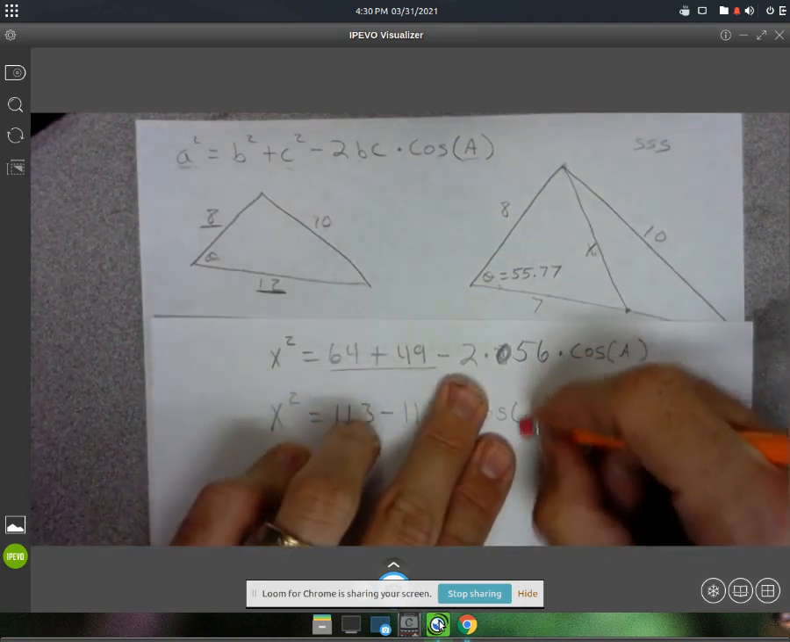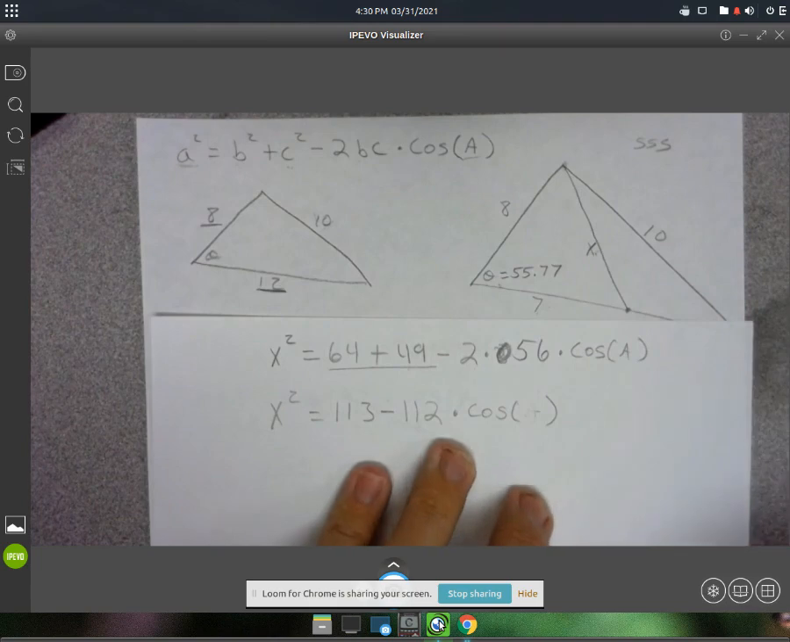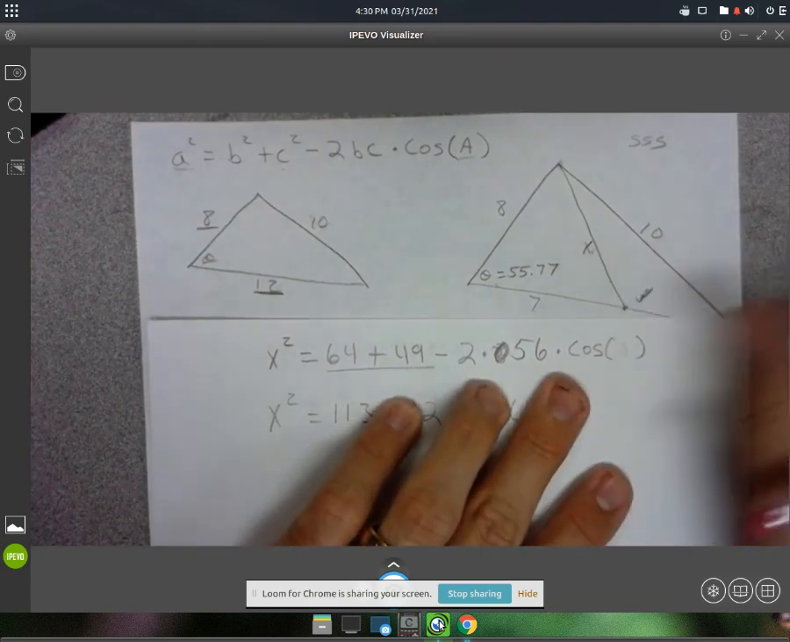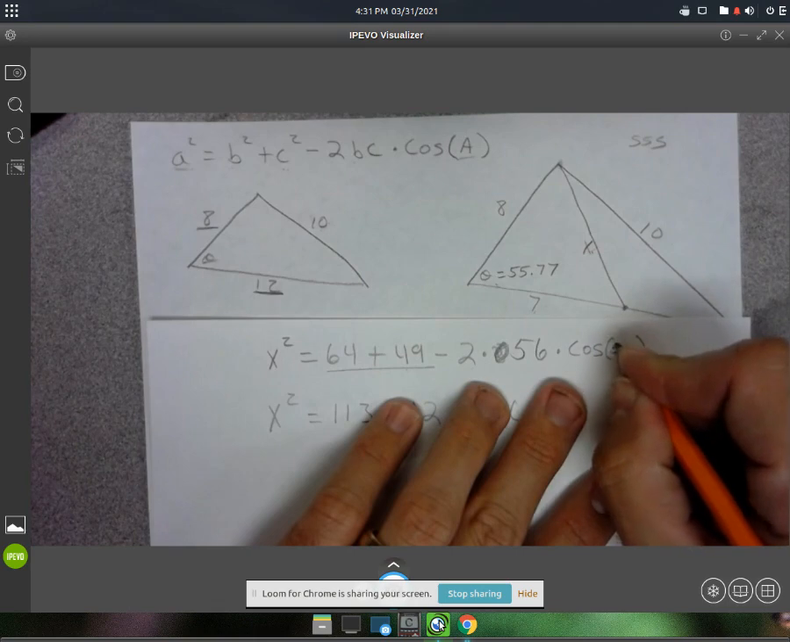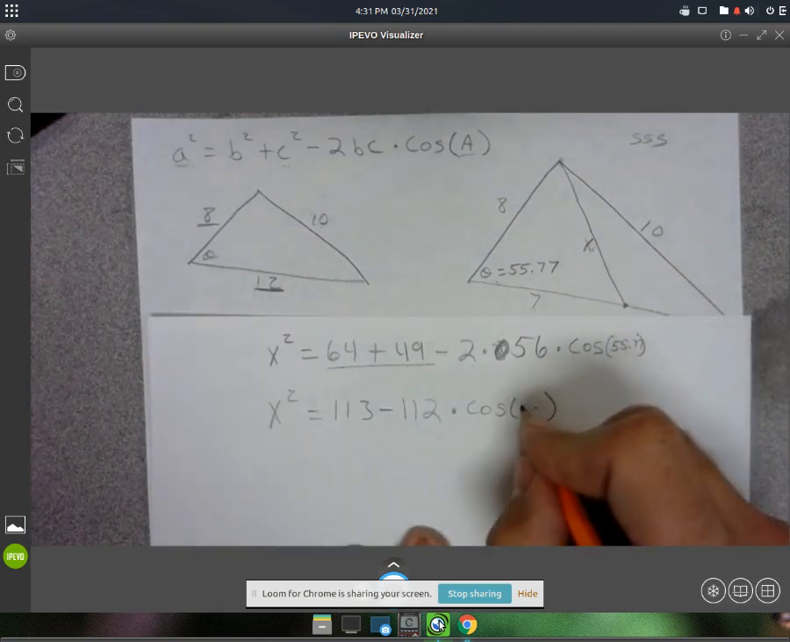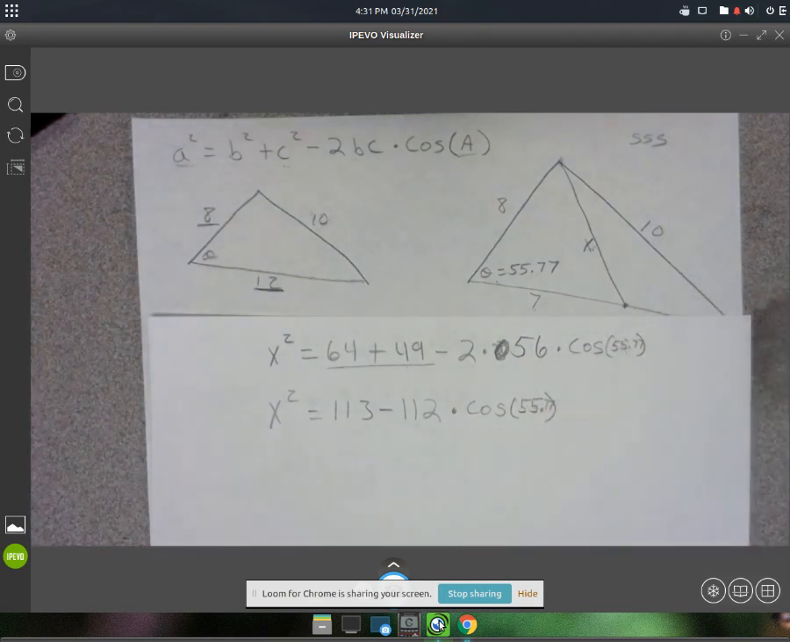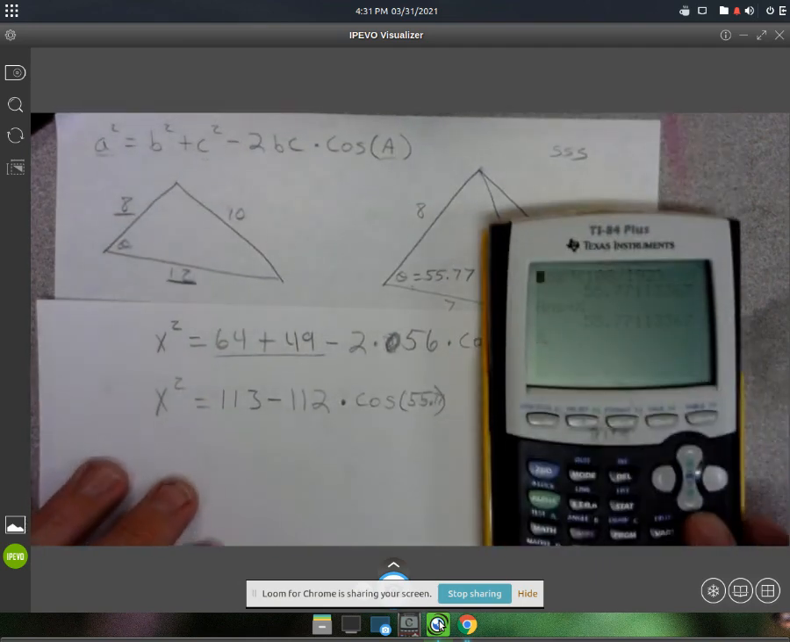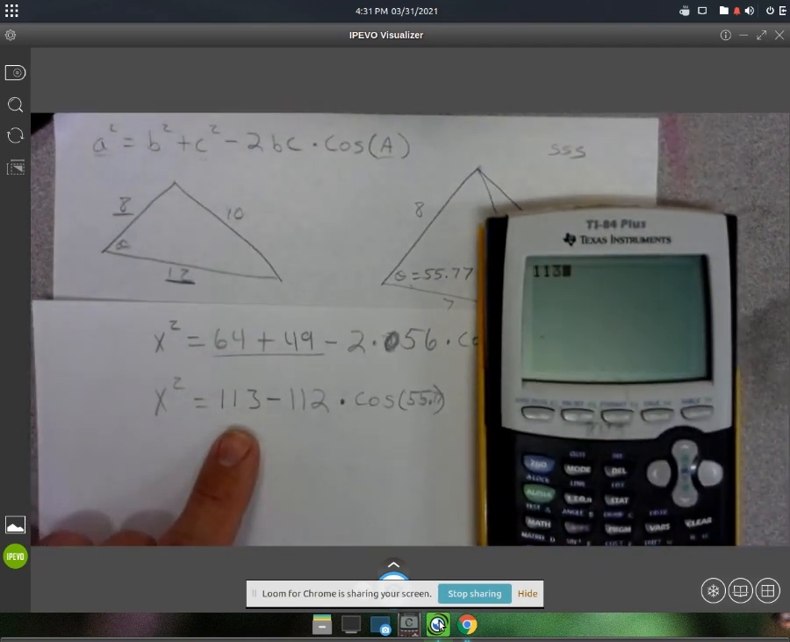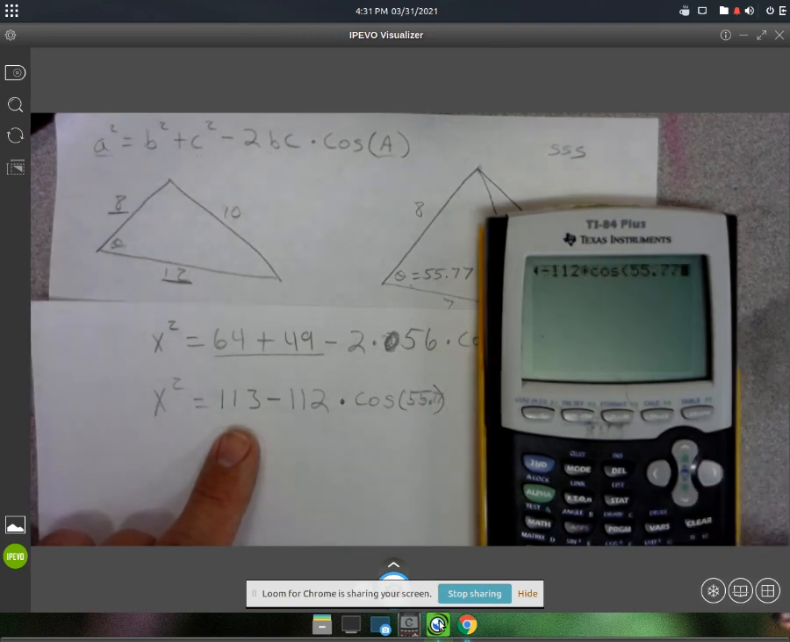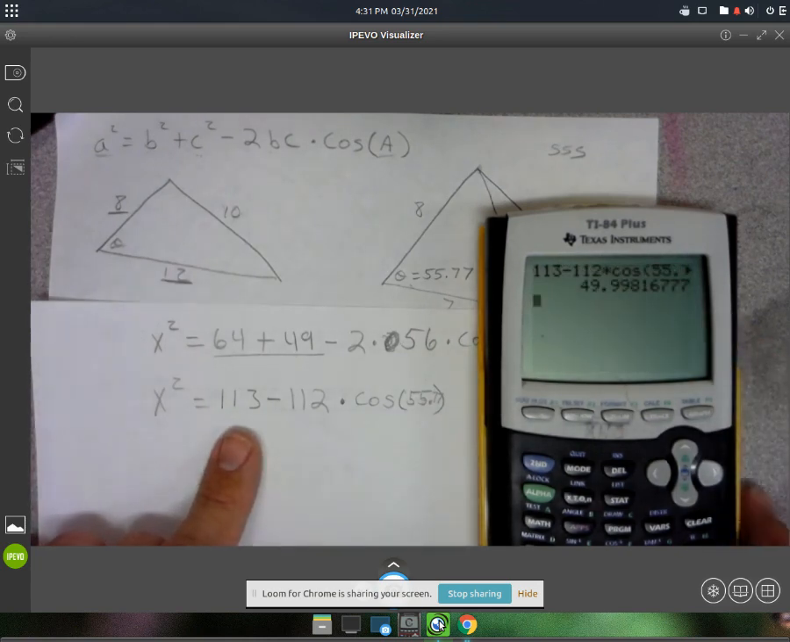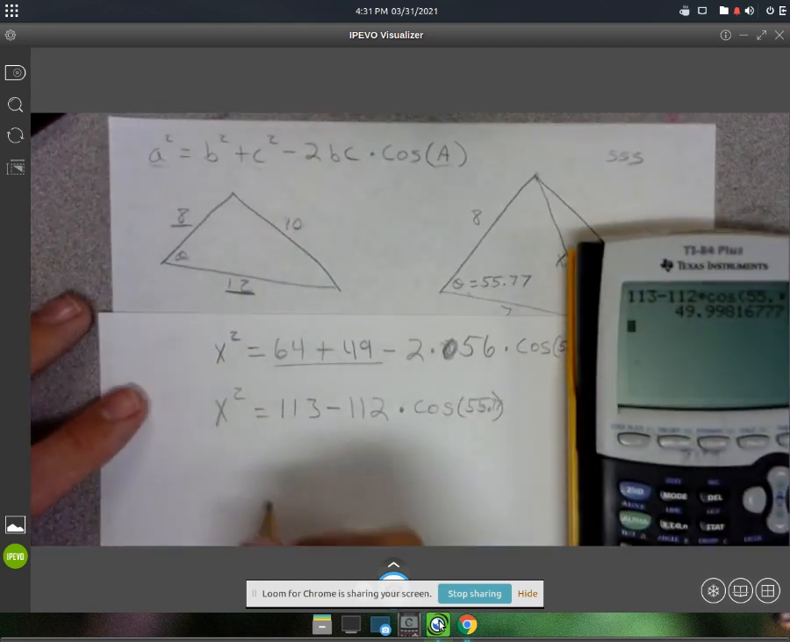Oh, cosine of A, and I know A, don't I? Shucks. I probably should have put that up here too. Cosine of A, which was 55.77. And then from here, yeah, I need to use a calculator. So I'm going to do my right side, 113 minus 112 times the cosine of 55.77. And I get about 50. That's basically 50. You could write it as 49.9 if you wanted to. I'm just going to say 50.